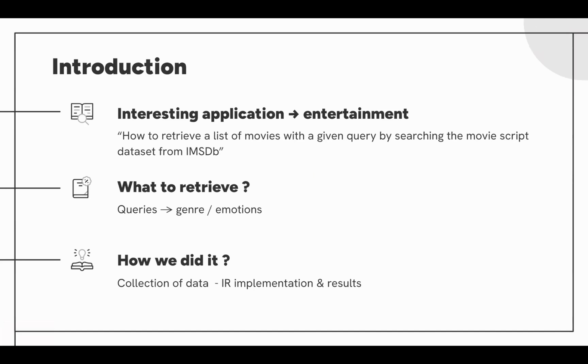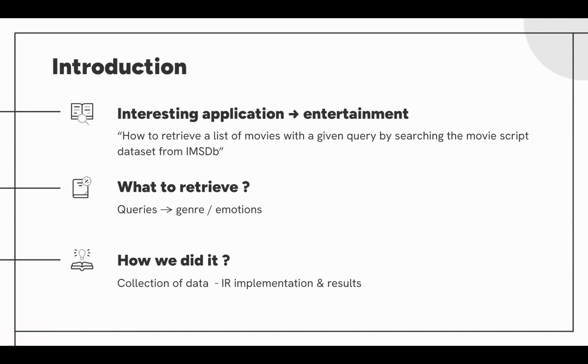So the evolution of information retrieval systems diversifies accessibility and analysis of textual data. And there is an interesting application in the entertainment field, which is analyzing movie scripts. So this is our problem: how to retrieve a list of movies with a given query by searching the movie script dataset from IMSDB.